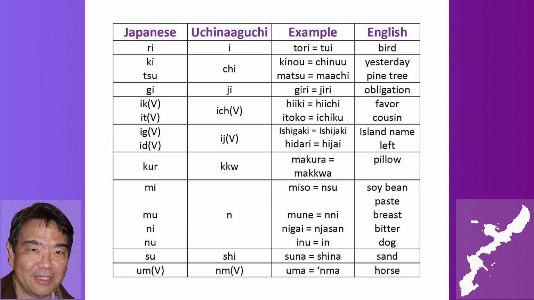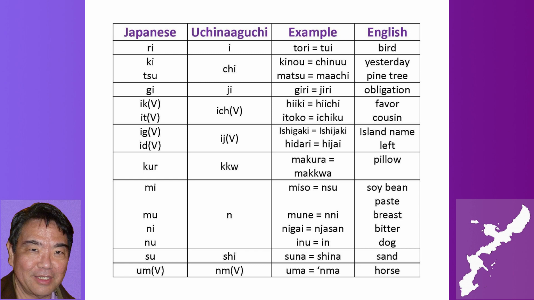Japanese ig vowel and id vowel correspond to Uchinaguchi ij vowel. An example is the island name Ishigaki in Japanese, is Ishijaki in Uchinaguchi. The word left, which is hidari in Japanese, is hijai in Uchinaguchi. Japanese kur corresponds to Uchinaguchi kkw. An example is the word pillow, which is makura in Japanese, is makwa in Uchinaguchi.